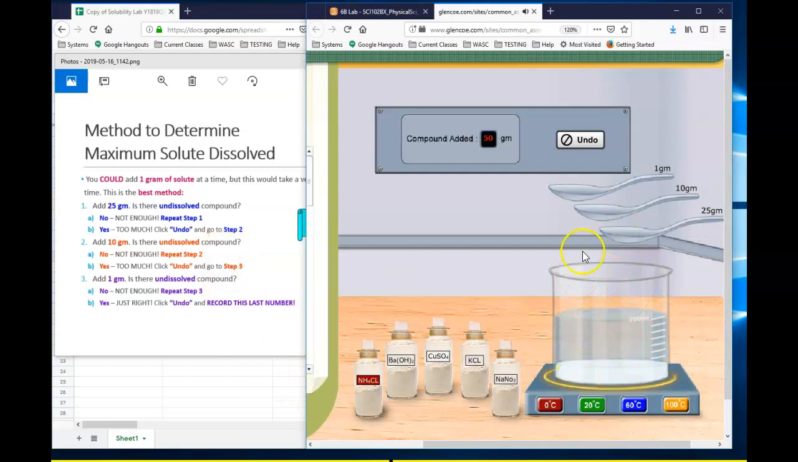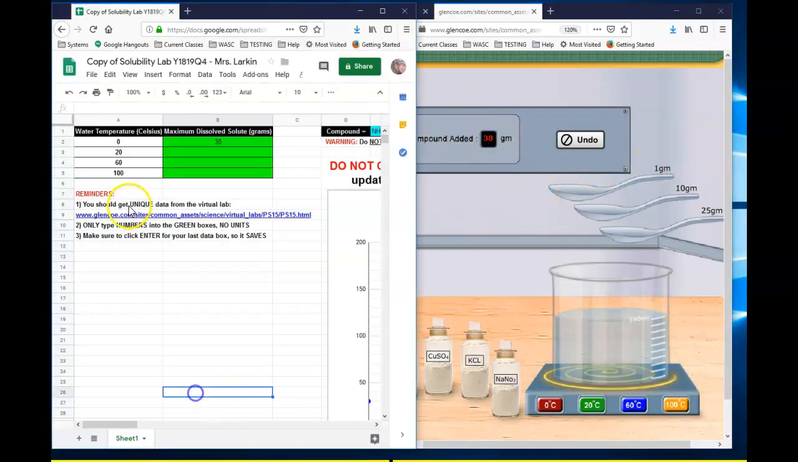Oh, that was too much. So I'm going to click undo and go to the 10 gram, the smaller one. So add 10 grams, add another 10 grams. That's too much. I'm going to click undo. And now I'm just going to add the smallest one, 1 gram at a time. Okay, so at this point I've added too much, so I'm going to click undo one last time. And since there is no spoon that's smaller than this, this is my final answer. So my final answer will be 38.